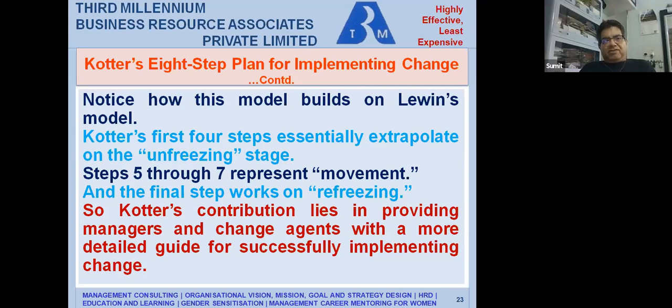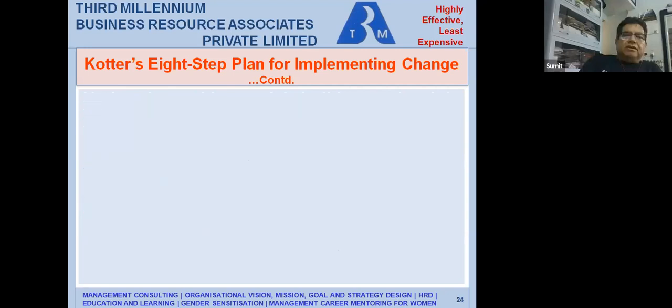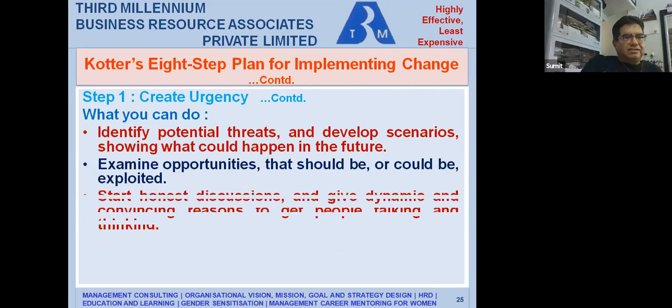So 1 to 4 is unfreezing. 5 to 7, changing or movement. Final step is refreezing. So tomorrow what we will do is, like this, we will take one step at a time and a little more detailing of what we can do about this, right? Okay, so we'll stop there.